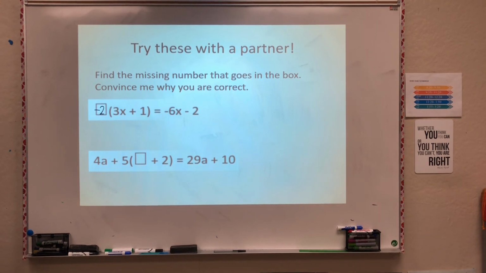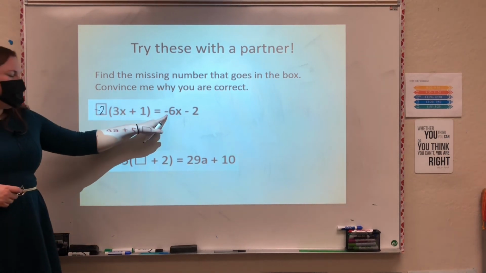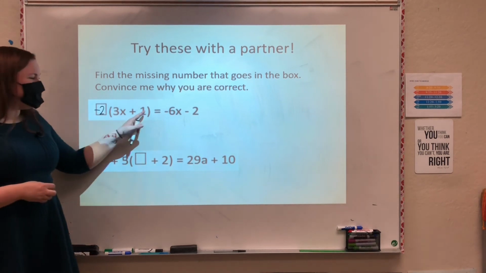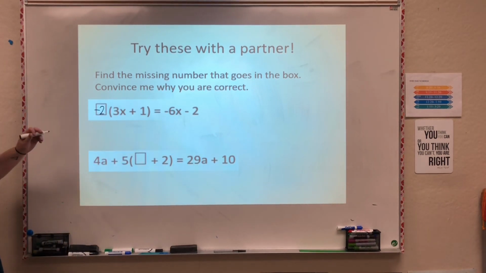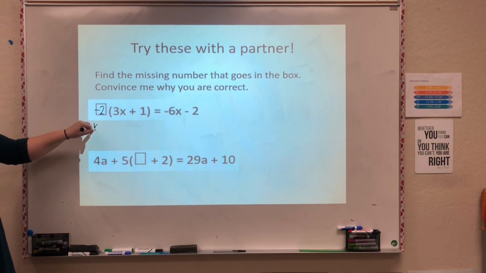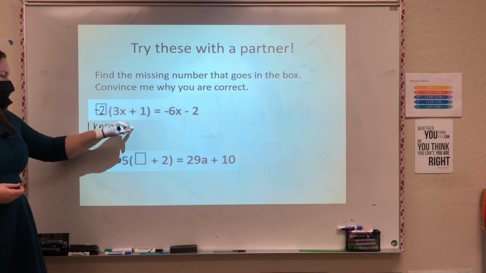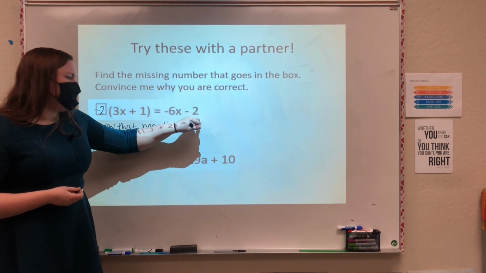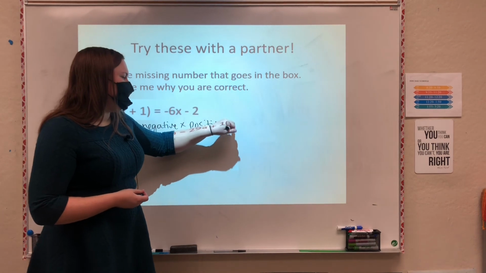Well, 2 times 3 is 6, and you have to use the negative because it's a negative times a positive would be a negative, and 2 times 1 would be 2, and because it's a negative plus a positive. So you could write down something in words like you were just saying. You could say, I know that a negative times a positive equals a negative.